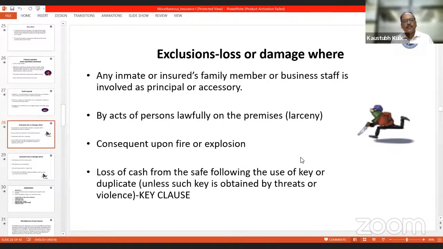Consequent upon fire or explosion. So in case of any burglary after fire or after any explosion, those contents which are lost due to burglary after fire will not be covered under the burglary policy. In the fire policy, a separate condition and a separate clause is already there. Loss of cash from the safe following the use of key or duplicate, unless such key is obtained by threats or violence. This is the key clause.